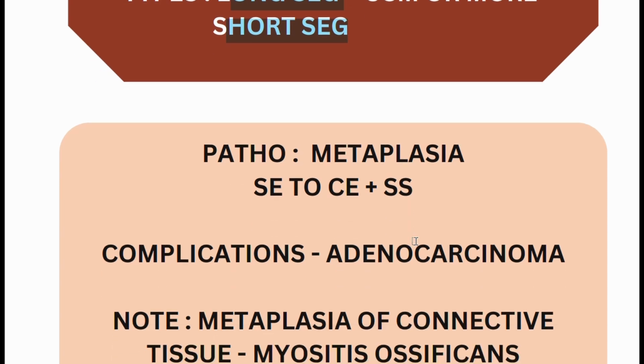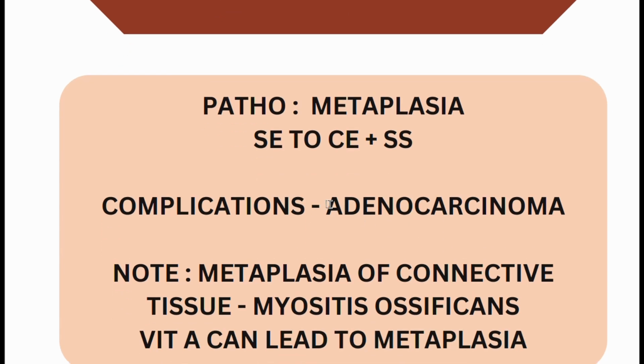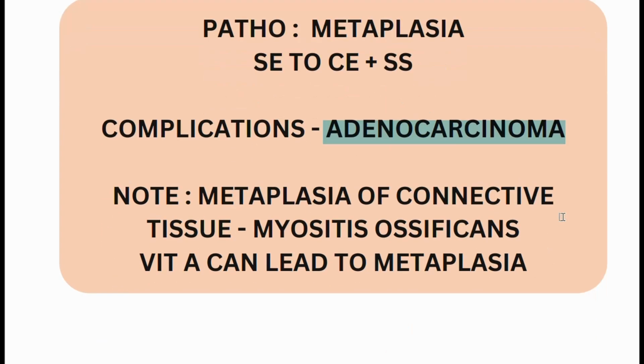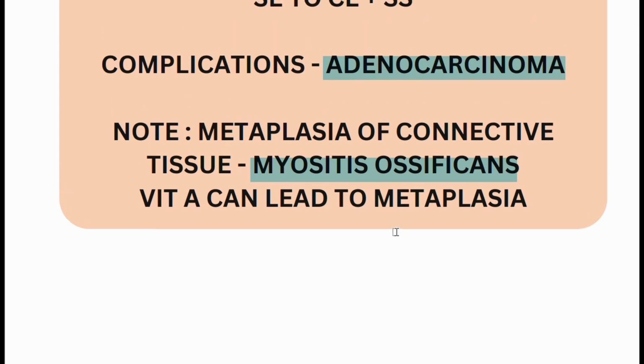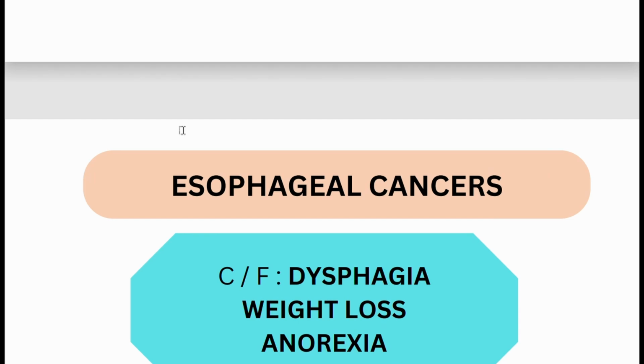Okay, so what are the complications? Are you going to leave the patient like that? No, because it may lead to adenocarcinoma. And the most important thing that you should remember is there is metaplasia of connective tissue, which is myositis ossificans. And this may also be because of vitamin A. So vitamin A can lead to metaplasia. This is an important point that you should remember. This is a note point. Okay. So this is all about Barrett esophagus.